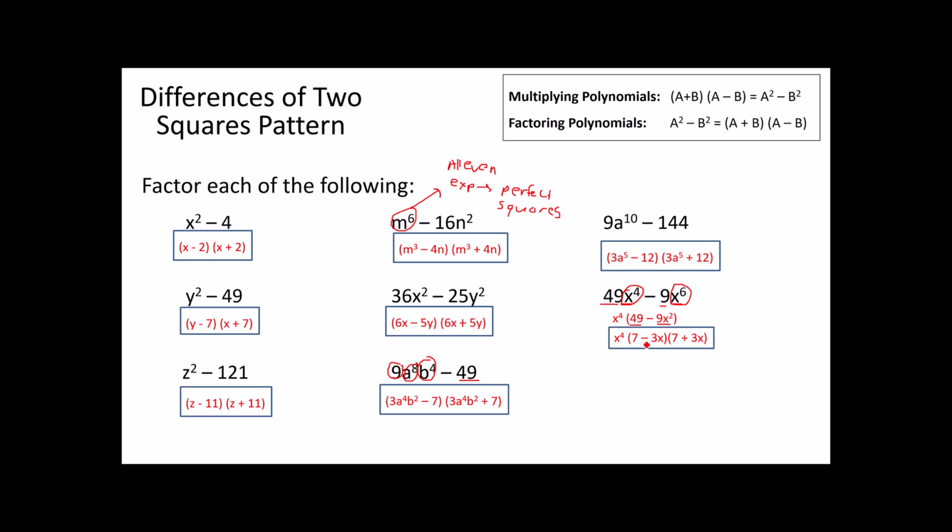Your answer is 7 minus 3x, 7 plus 3x, but don't forget to include that x to the 4th out front. A little tricky. Again, put a little star next to that one. That's a tricky spot. People forget to take out GCFs all the time. Last one. Did you see the GCF in this one? 2a squared. Notice when I look at it, 18 and 50 don't look like perfect squares. But if I pull the GCF out first, what's left over is a set of perfect squares.